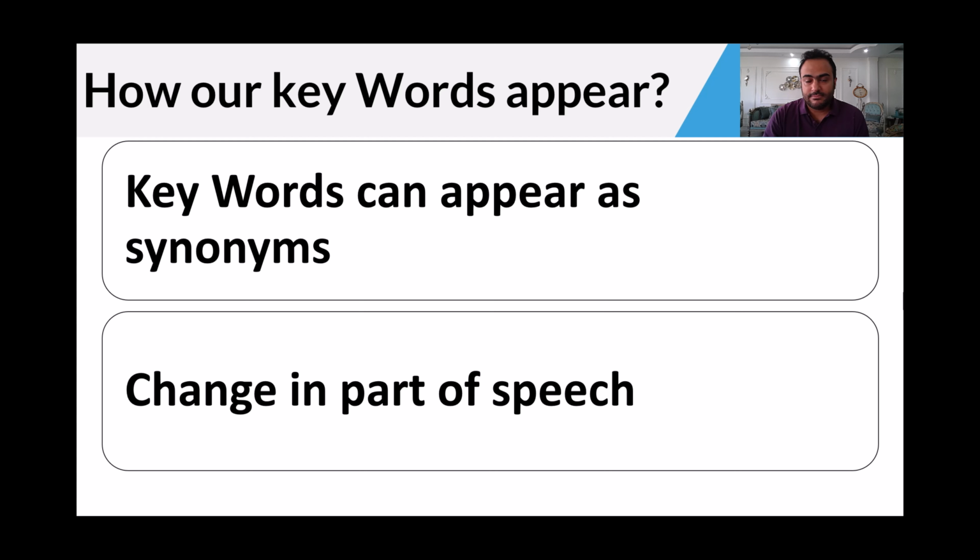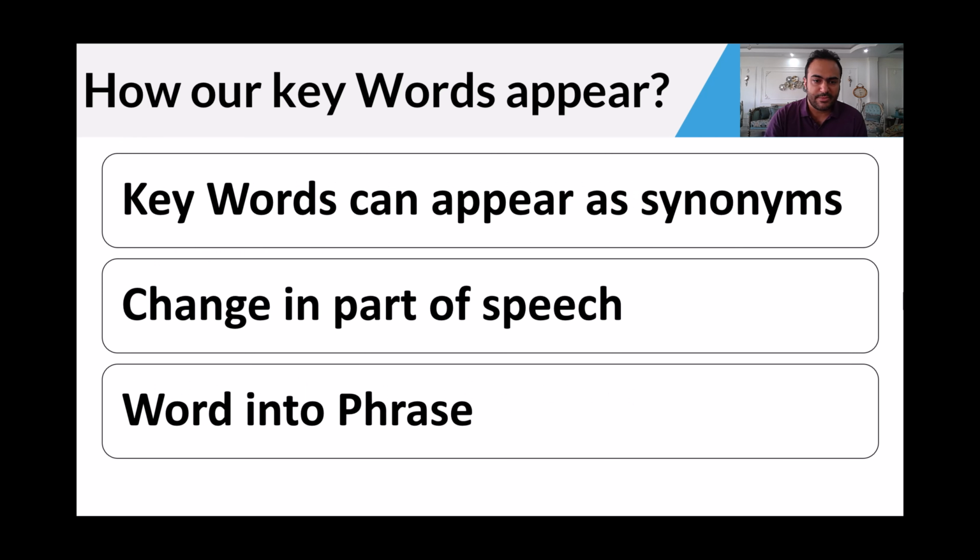How might our keywords appear within the passage? Keywords can appear as synonyms, or maybe with a different part of speech. So we shouldn't expect that one noun would appear as a noun. Maybe they change the part of speech, as I have mentioned before. So it can be synonyms. There can be a change in part of speech, so that is very possible. Or a word can be changed into phrases. Phrases can be changed into clauses, or clauses into sentences. Any change like that might happen.